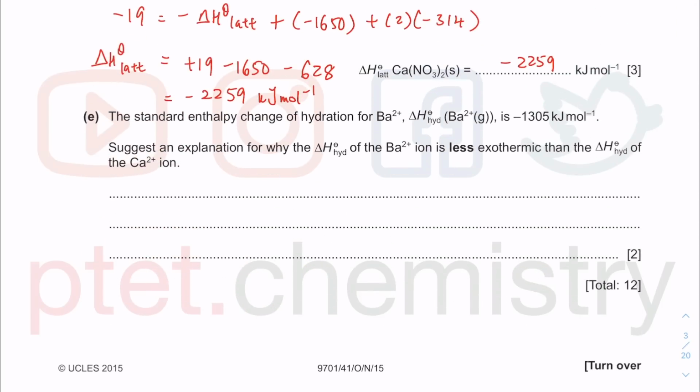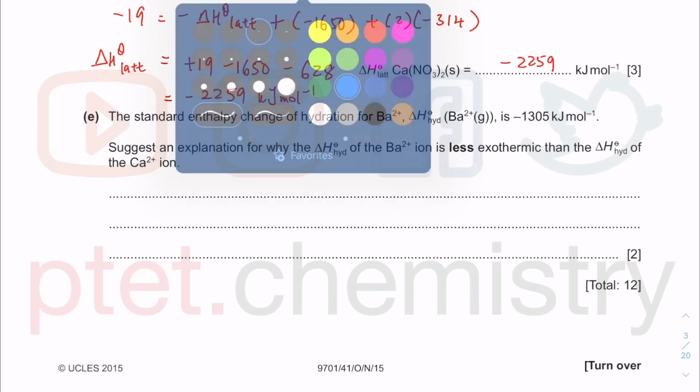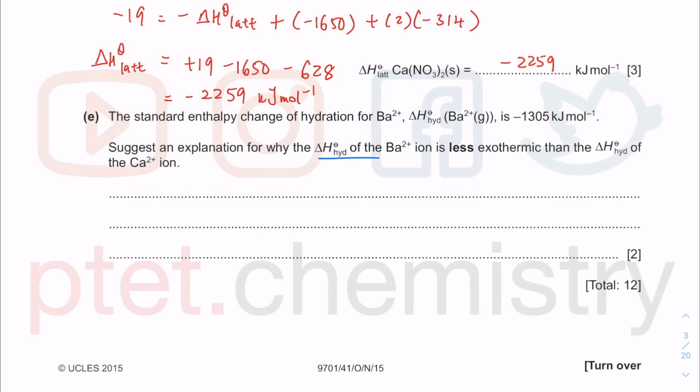Last bit of this question, a 12-mark question. This is about comparing the hydration enthalpy of Ba2 plus versus Ca2 plus. The hydration enthalpy of Ba2 plus is less exothermic, so you are forming weaker ion dipole bonds. If you think about ion dipole bonds, you are forming the bond between the ions and the dipole. Both of them are dissolved in water, so it has got nothing to do with the dipole. Everything has got to do with the ion. This is to do with the charge density of the ions.